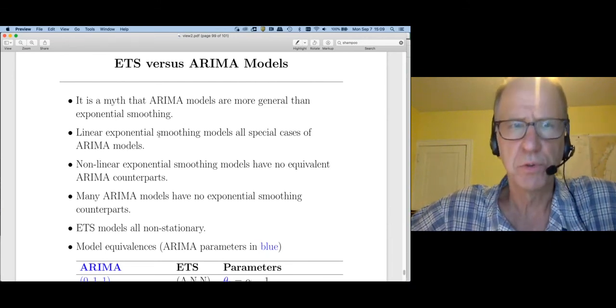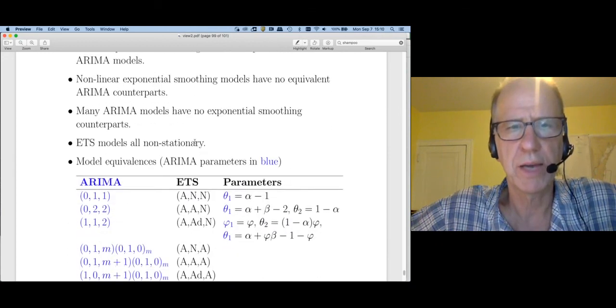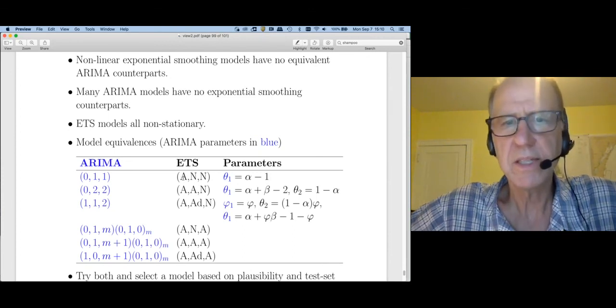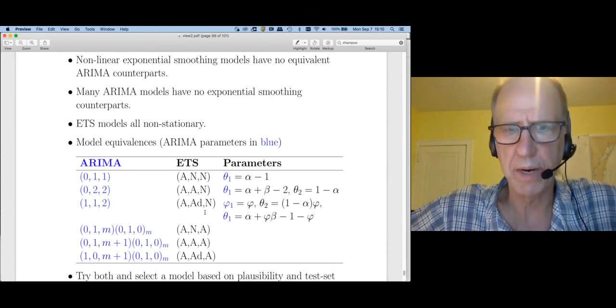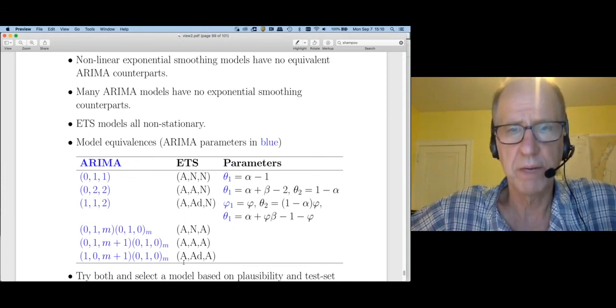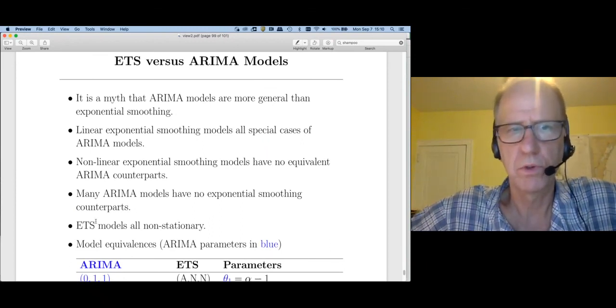So it is true that many linear exponential smoothing models are special cases of ARIMA models. So I've listed below how various ETS models are related to ARIMA models, but what you'll notice is that none of the multiplicative models are listed here. So there are no equivalent ARIMA counterparts for those nonlinear exponential smoothing models.